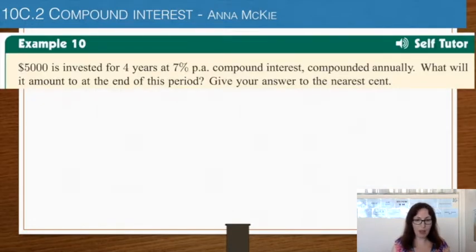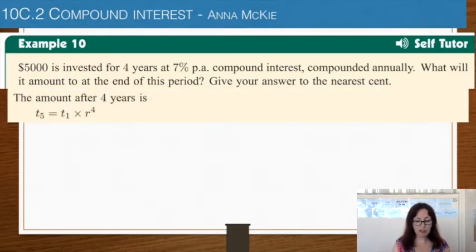One example here, we have money invested for 4 years at 7% per annum, compounded annually. Notice that this application here is compounded annually, so very straightforward types of examples. What will it amount to at the end of this period, giving our answer to the nearest cent? So after 4 years, we have to allow for T5. Remember, T1 is after no time has passed, so after 1 year has passed, then you're after T2. So that number there is always one more than you might expect. So for 4 years, it's actually T5.